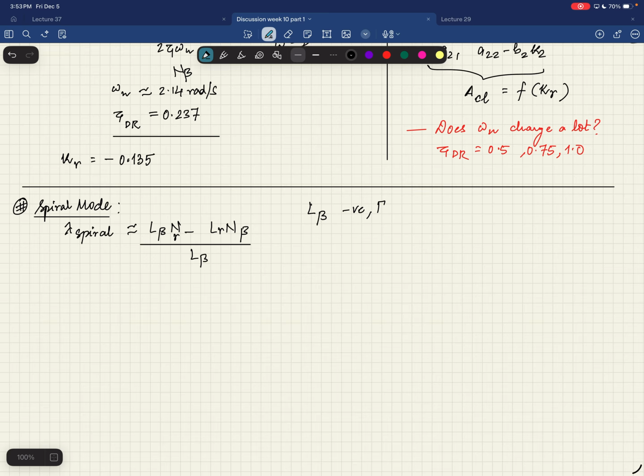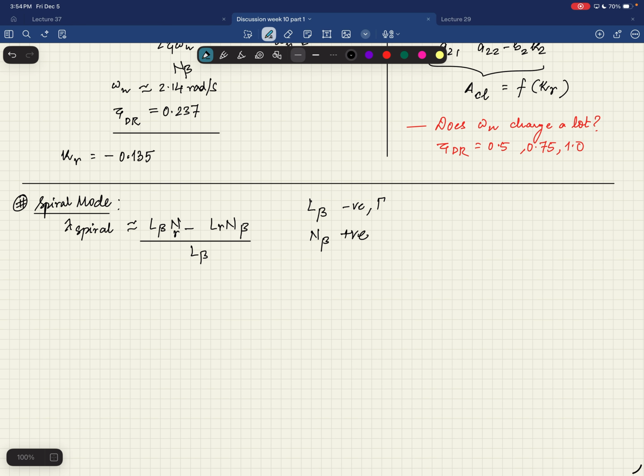Then recall N beta. N beta was the change in yawing moment due to beta. This was related to weathercock stability, and this is usually positive. Then L R is usually positive and N R is also usually positive, which means the first term comes out to be positive and the second term usually comes out to be negative, which means the whole numerator is going to be positive.